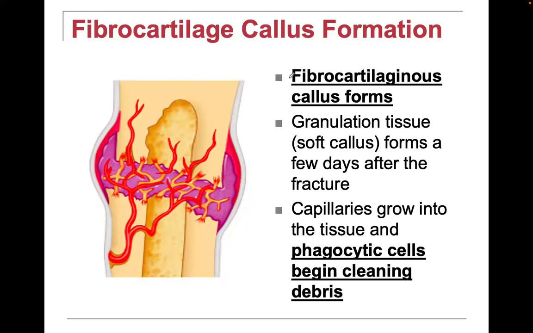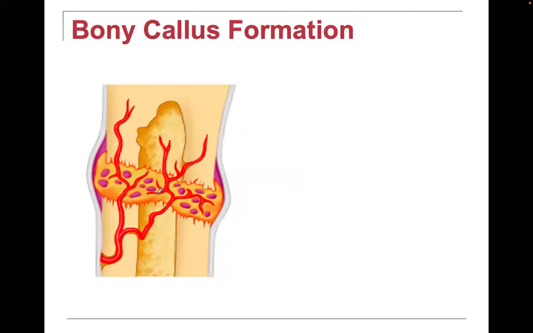So then we have this fibrocartilaginous callus that starts to form, which is granulation tissue. It's a soft callus, and it forms a few days after the fracture. Capillaries grow in and around that tissue, and there's lots of phagocytic activity happening in there to clean away the dead debris, the dead tissue.